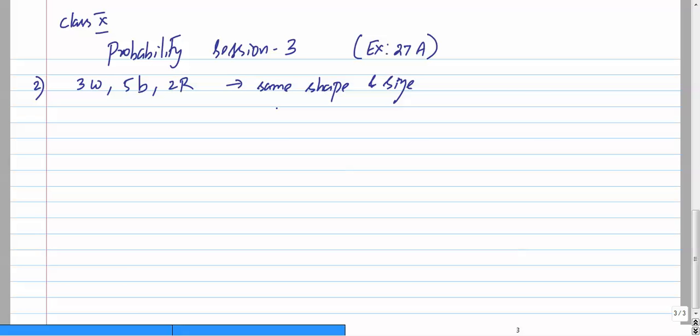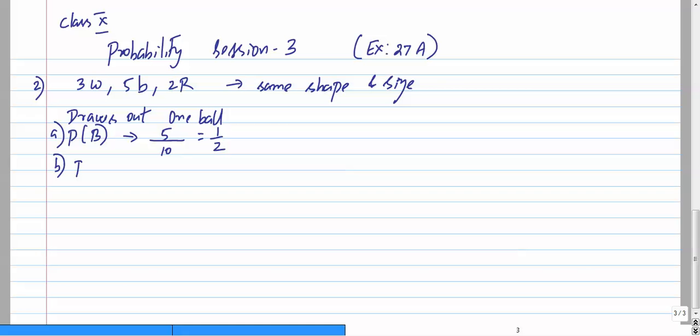A ball is drawn from the bag without looking into it. Now somebody puts in a hand and draws out one ball. What is the probability that this ball is black? What are the probable outcomes of getting a black ball? There are 5 black balls. How many total balls are there? 3 plus 5 is 8, 8 plus 2 is 10 balls. So the probability of picking a black ball is 5 upon 10, or 1 upon 2.